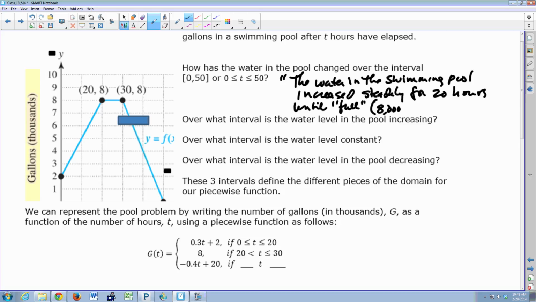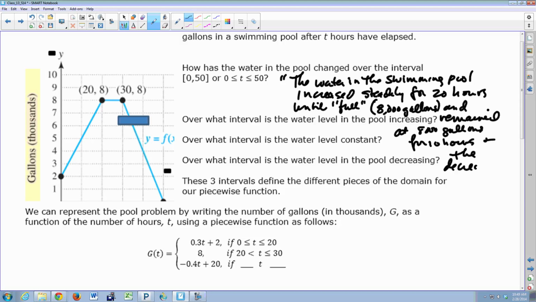8,000 gallons, okay. Can't write that fast. And remained at 8,000 gallons for what? For 10 hours, yeah. And then decreased steadily for 20 hours until empty. Good.